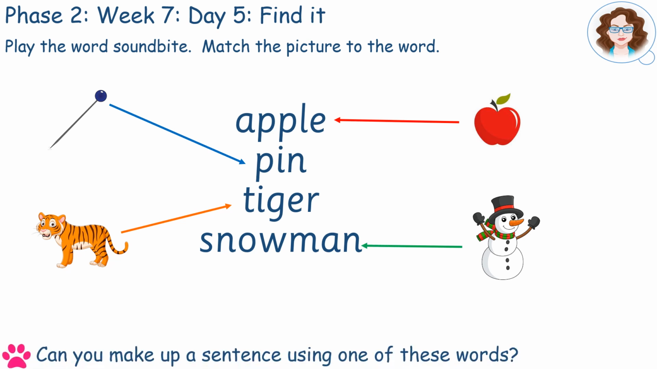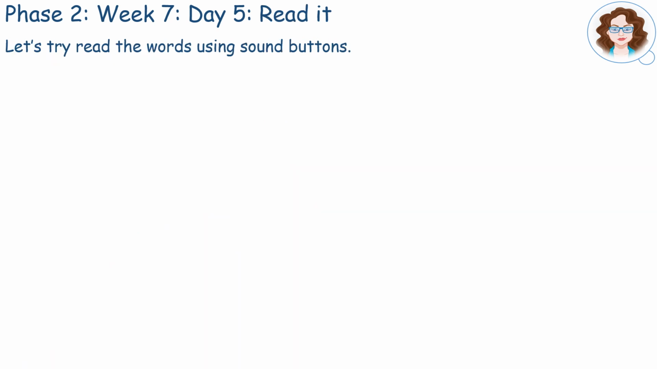Can you make up a sentence using these words? With all we've learned, we can now read. Let's read those words by segmenting. That means saying each phoneme with a button under it, and then we blend them together to make a word. Let's have a go.